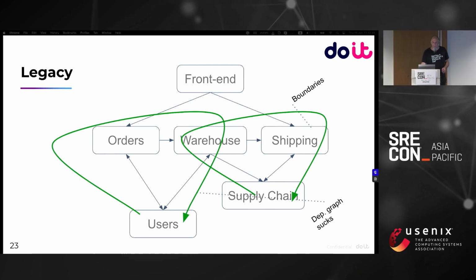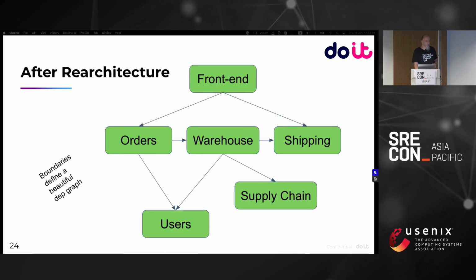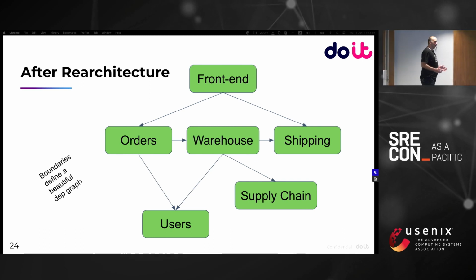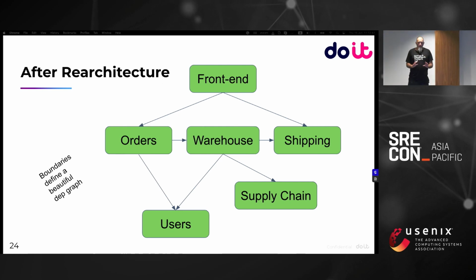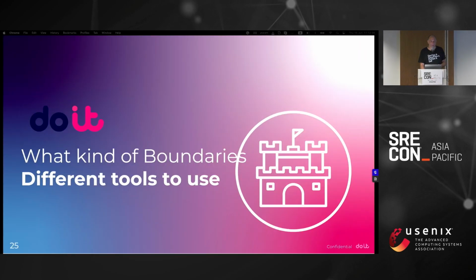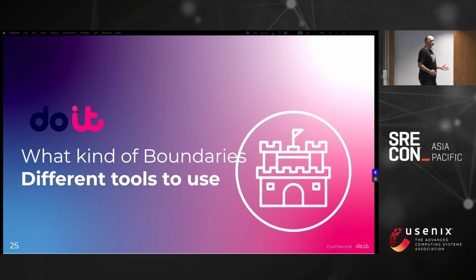So this is the system that we have and the boundaries that are drawn at the beginning. And after re-architecture, the boundaries define a beautiful directed acyclic graph, and everything is very clean with the minimum dependencies and more metrics to be discussed later. And now those names are meaningful. They make sense.